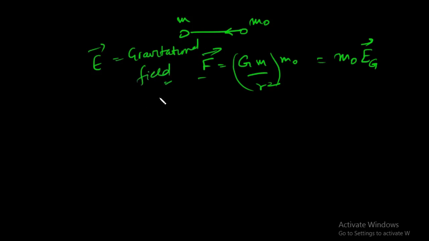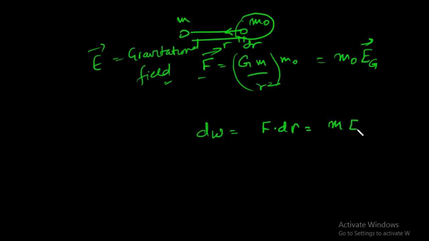So you see, if this test mass is experiencing a force, obviously it will do some work since it will get displaced. So the work done would be dW equal to F dot dr, if this is the r and it displaces a small distance dr. Here the work done would be positive as the displacement of the test mass is in the same direction as the force. So this would be equal to m E dot dr.